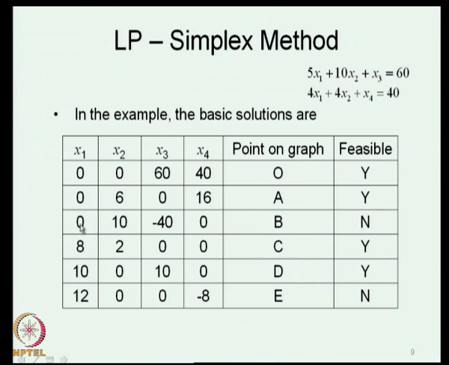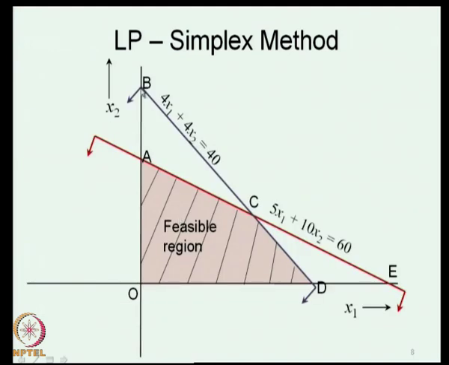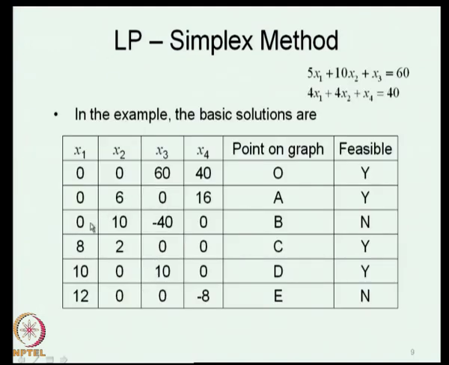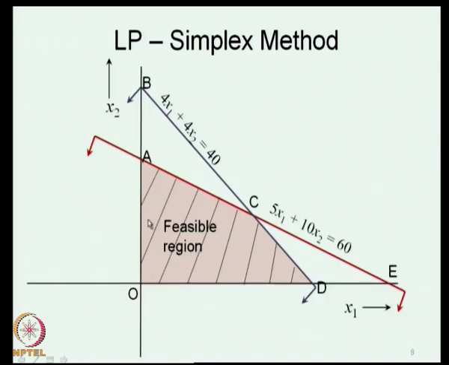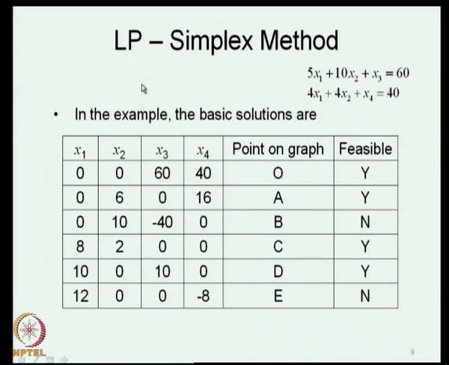Then we will set x1 equal to 0 and x4 equal to 0. From this solution, you get x2 equal to 10 and x3 equal to minus 40. Look at this point. This point has x1 equal to 0 and x2 equal to 10. This is beyond the feasible region and therefore, this is not a feasible point, and in fact, x3 is negative and therefore, it is not feasible.